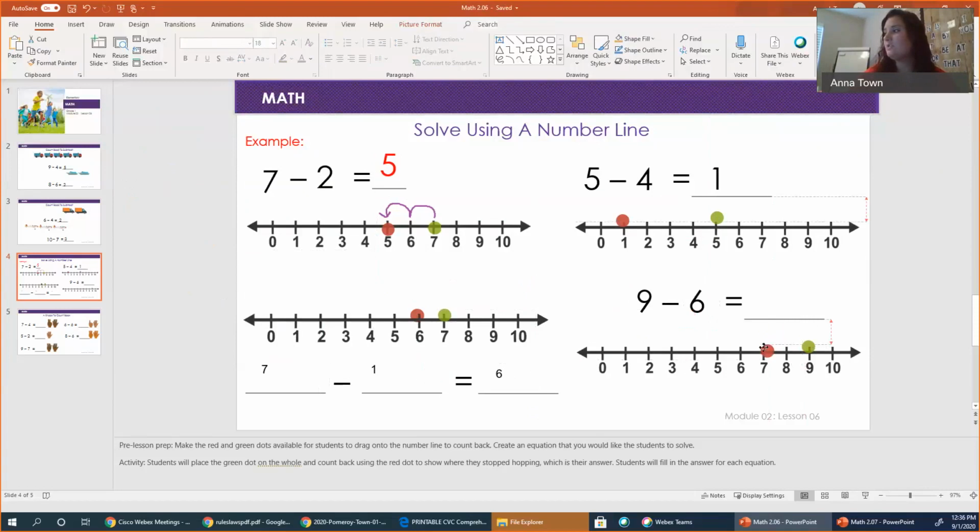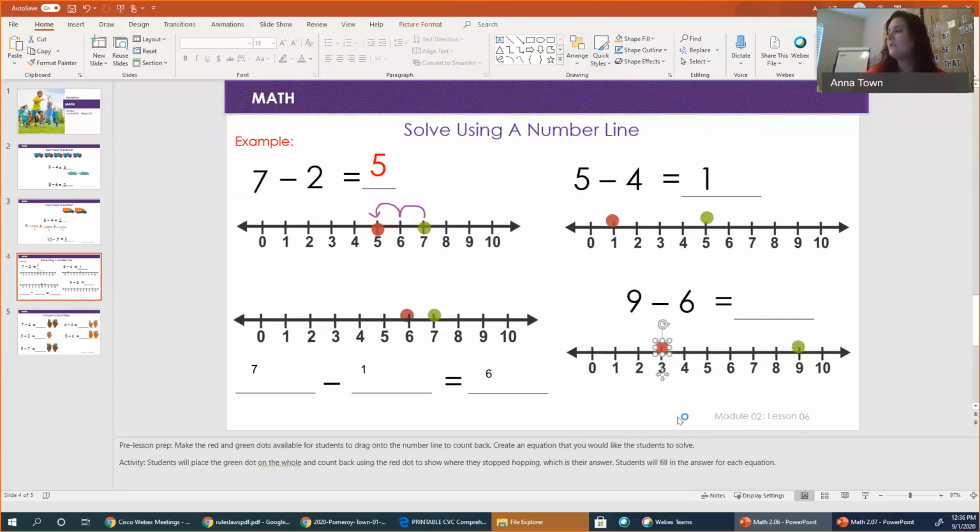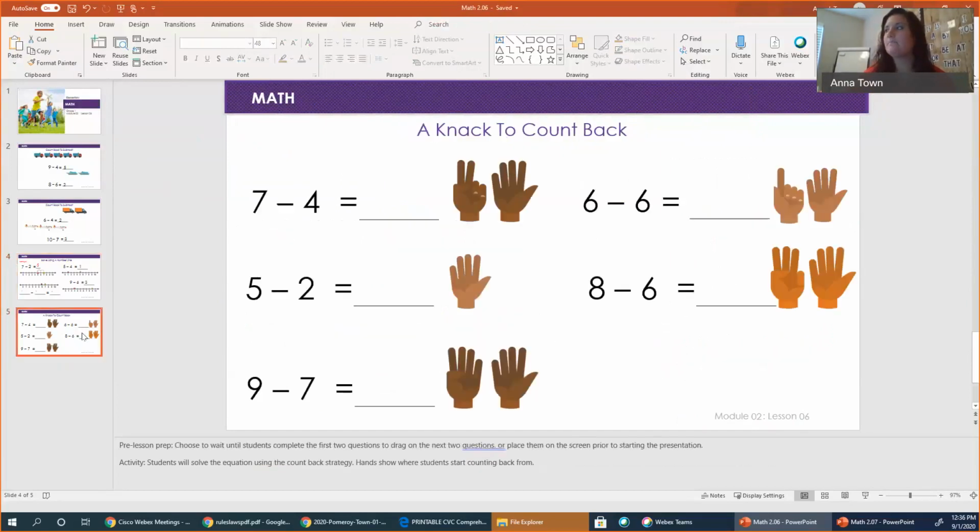1, 2, 3. Oh, excuse me. See, sometimes you have to start over if you miss one. So 1, 2, 3, 4, 5, 6. So we landed on what number? 3. So when we land on 3, our answer is 3. That is how we use a number line. We start with the first number, and then we jump backwards the amount of the second number.